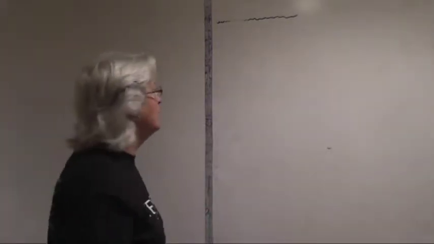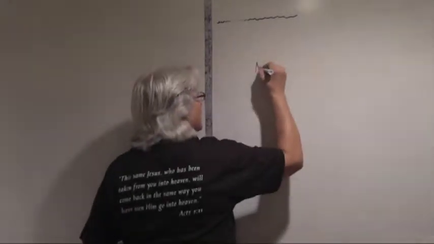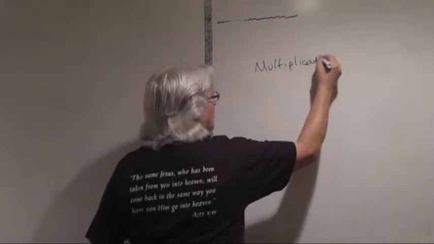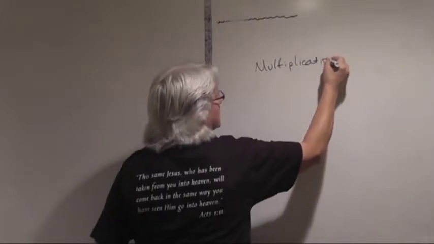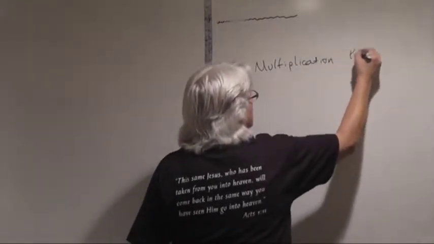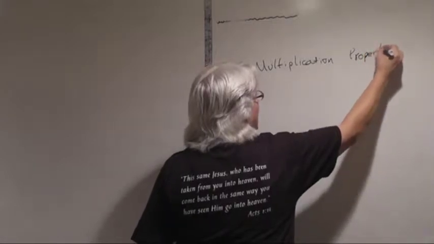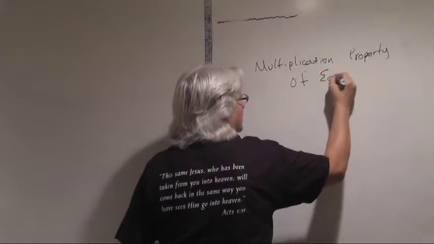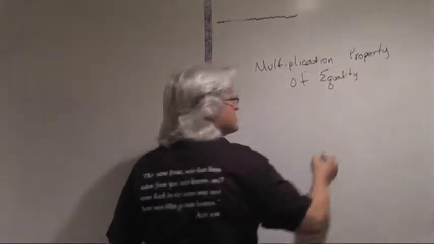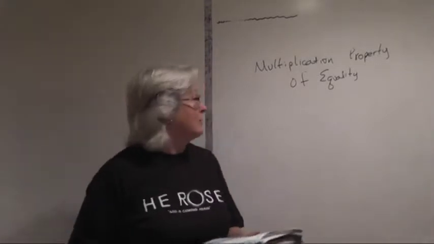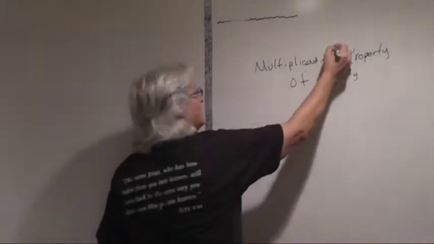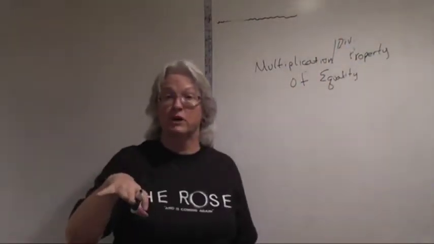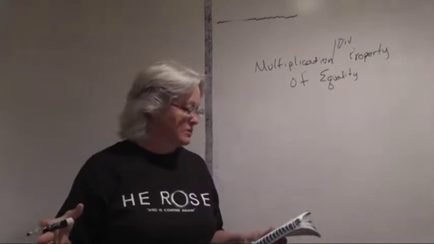And while they want you to know what this property looks like, they are really much more interested in you being able to work with your equations based on this property. This is called the multiplication property of equality. It's also the division property. Same thing, just like we have addition and subtraction, multiplication and division.